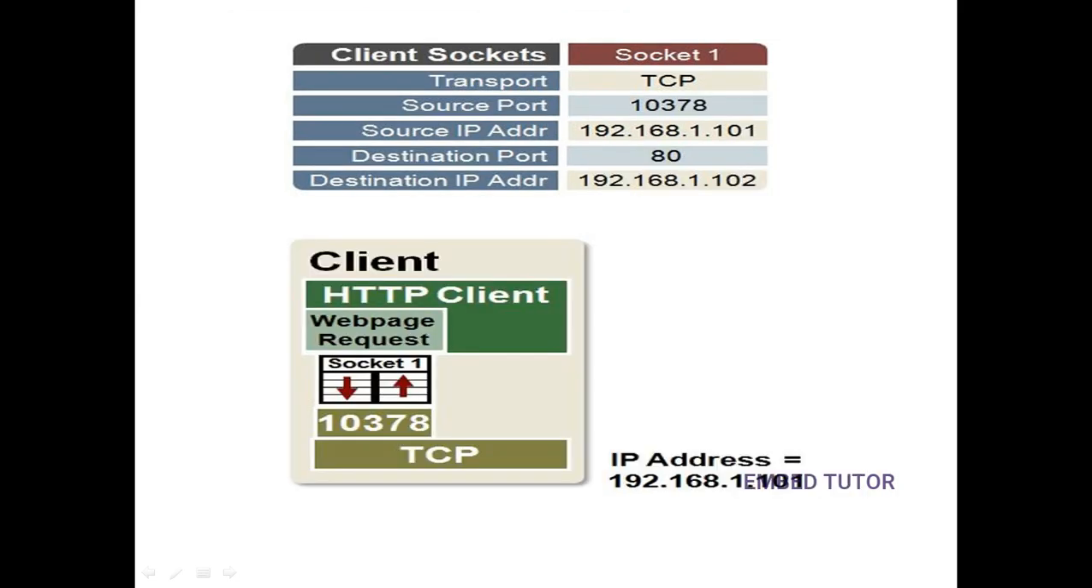The next is the client side. So in the client side, the client is hosted in the IP address 192.196.1.101 with the source port of 10378. The client will also make use of transmission control protocol in its transport layer, and it is going to establish a connection with the server. So you all know that the server is hosted in the IP address 192.168.1.102 and it is offering its HTTP service through the port number 80.